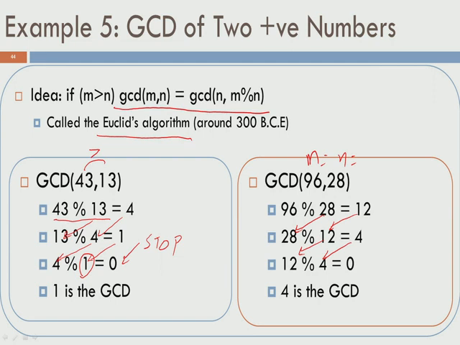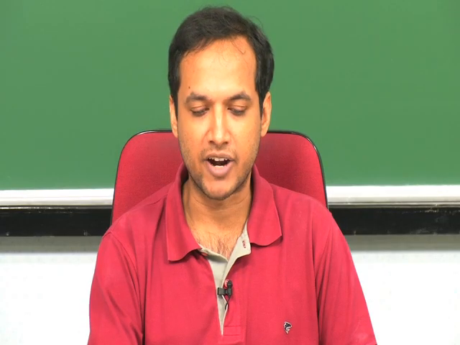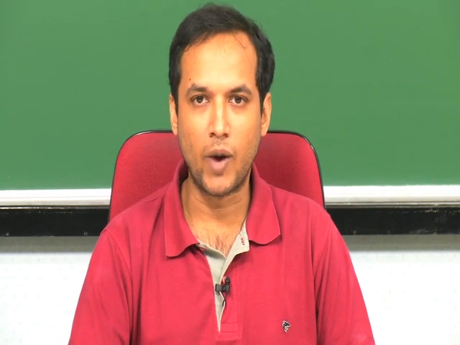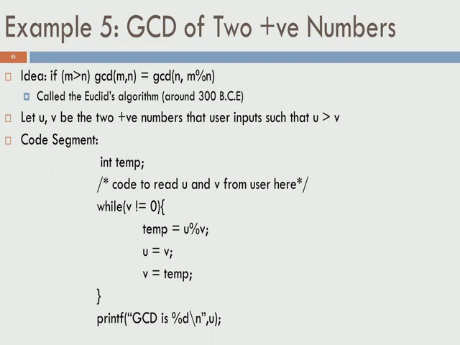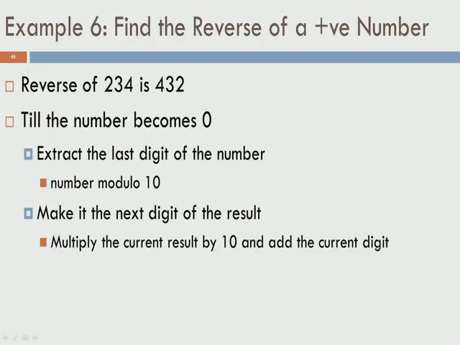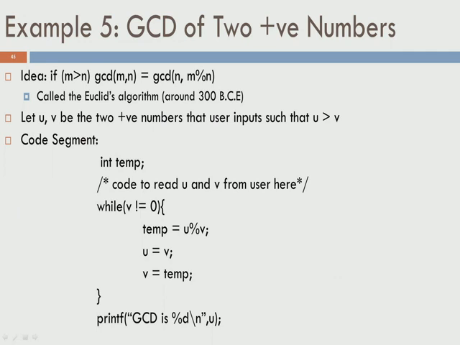Even though in both these examples we do know that the number of iterations is 3 because we have worked it out, upfront you may not know the number of iterations that is required, right. So given two numbers, you do not know the number of iterations that is required upfront. In such cases the while loop is a natural choice. So let us see the basic code. We start with: if m is greater than n, GCD of m comma n is GCD of n comma m percentage n.